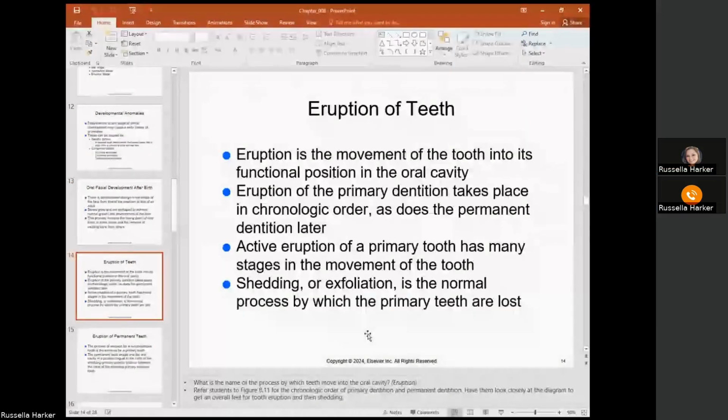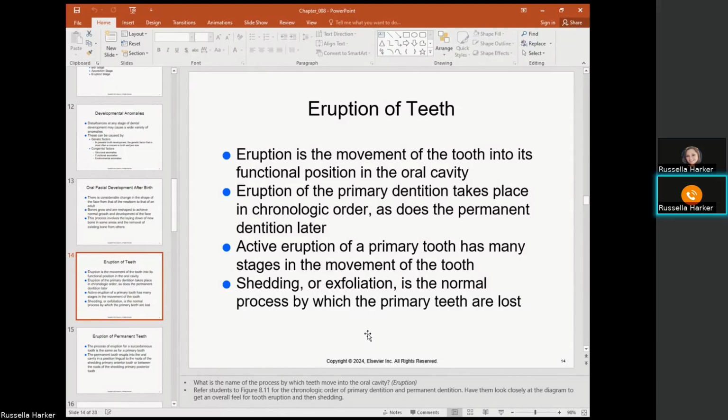With eruption of teeth, eruption is the movement of the tooth into its functional position in the oral cavity, and you need to know that. Eruption of the primary dentition takes place in chronological order, as does the permanent dentition later. So they all come in a certain order. Active eruption of primary teeth has many stages in the movement of the tooth.